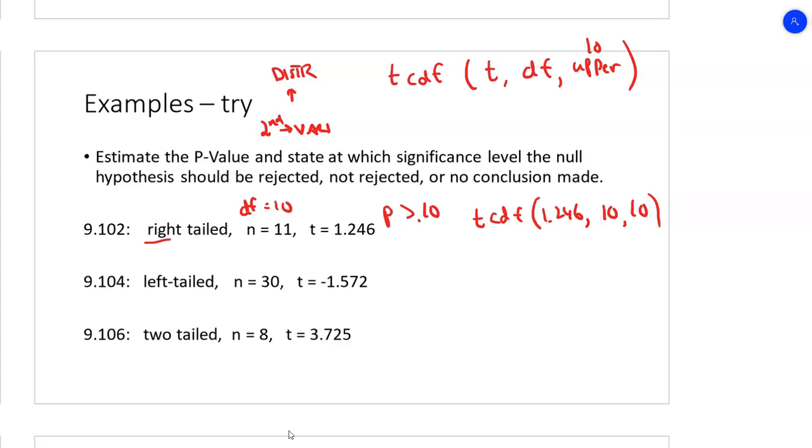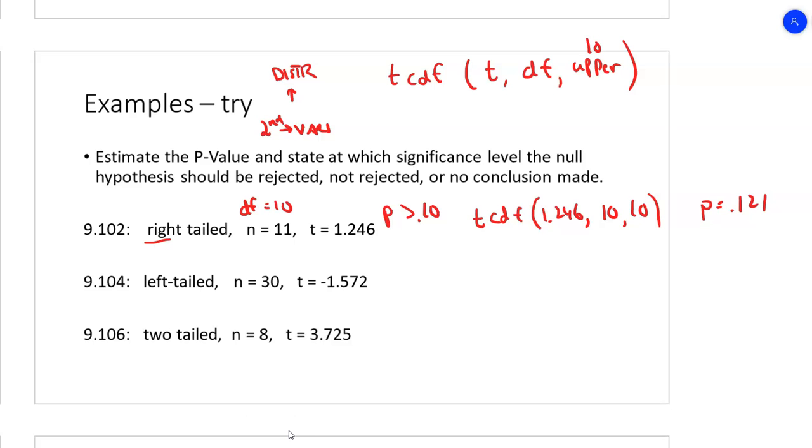It thinks for a second, and it gives me 0.121 if I round it. Right, which is consistent with what we found, right? We found a p-value of greater than 0.10. When we calculated on the calculator, it gave us a p-value of 0.121. Okay, makes sense.